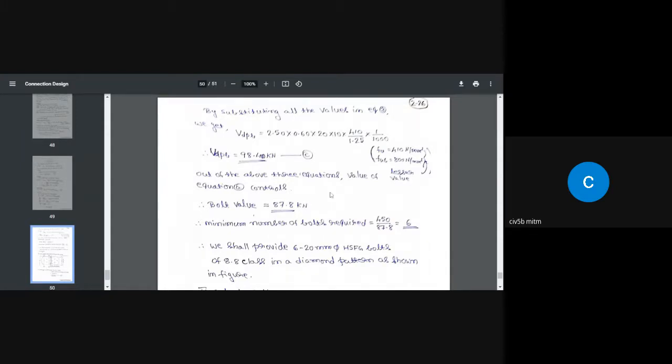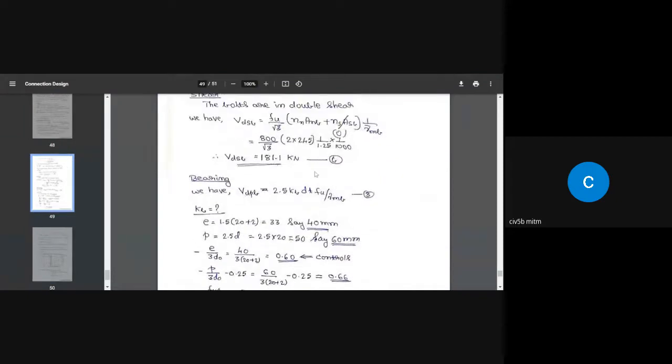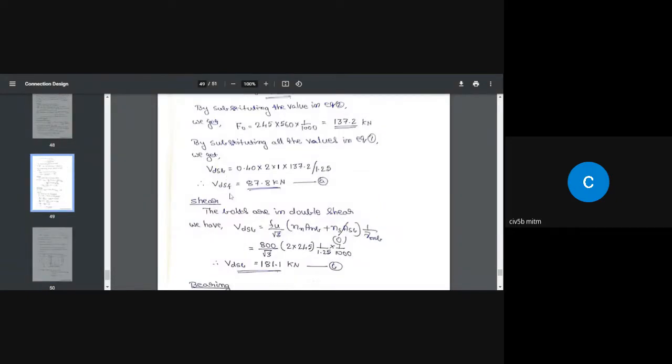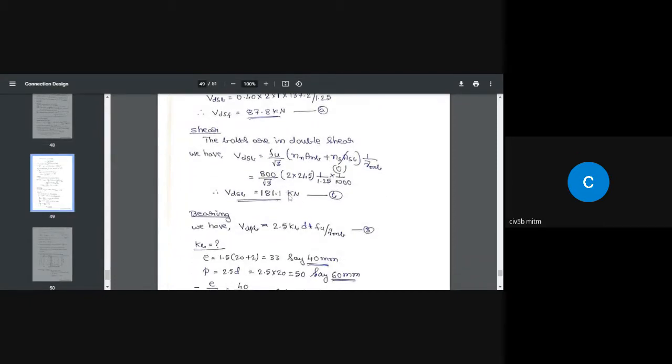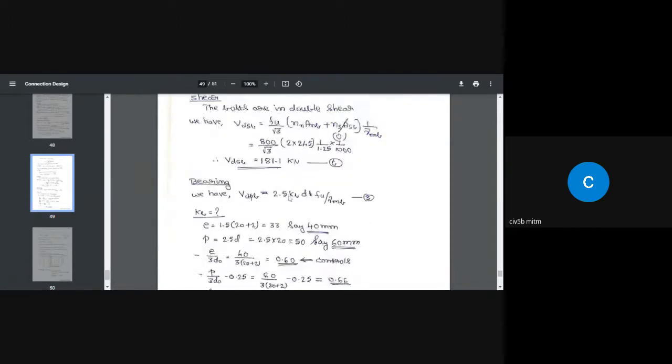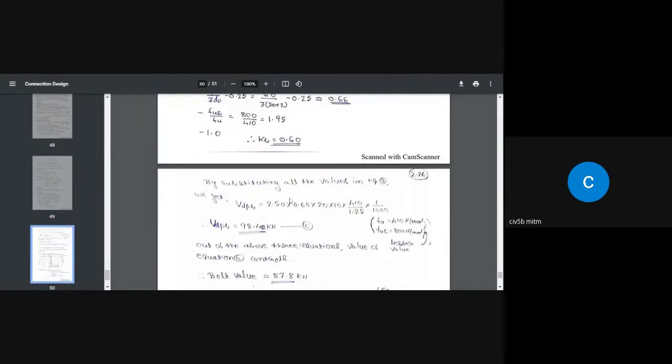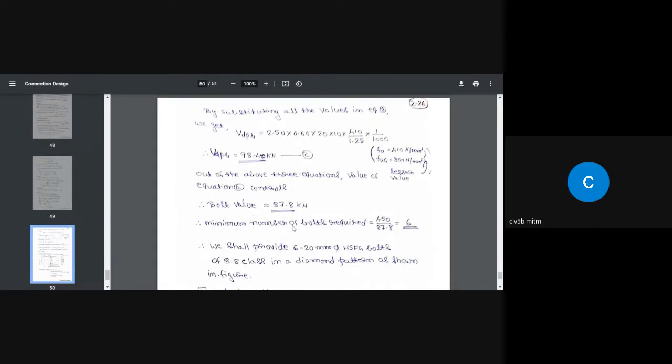So now I have three values. One is the friction value, 87.8. This is the shear value, 181.1. And this is the bearing value, which is 98.40 kilonewton. Out of those three values, take the least of those. So what is the least value? That is 87.8 kilonewton. Once I have the least value, that is the bolt value.